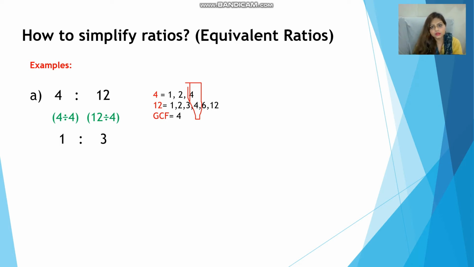Now let's move on to another example, which is 9 to 15. Now think of a number which goes in both 9 and 15, and which is the greatest common factor as well. So 3 is the number which can divide 9 and 15 to get our simplified ratio.